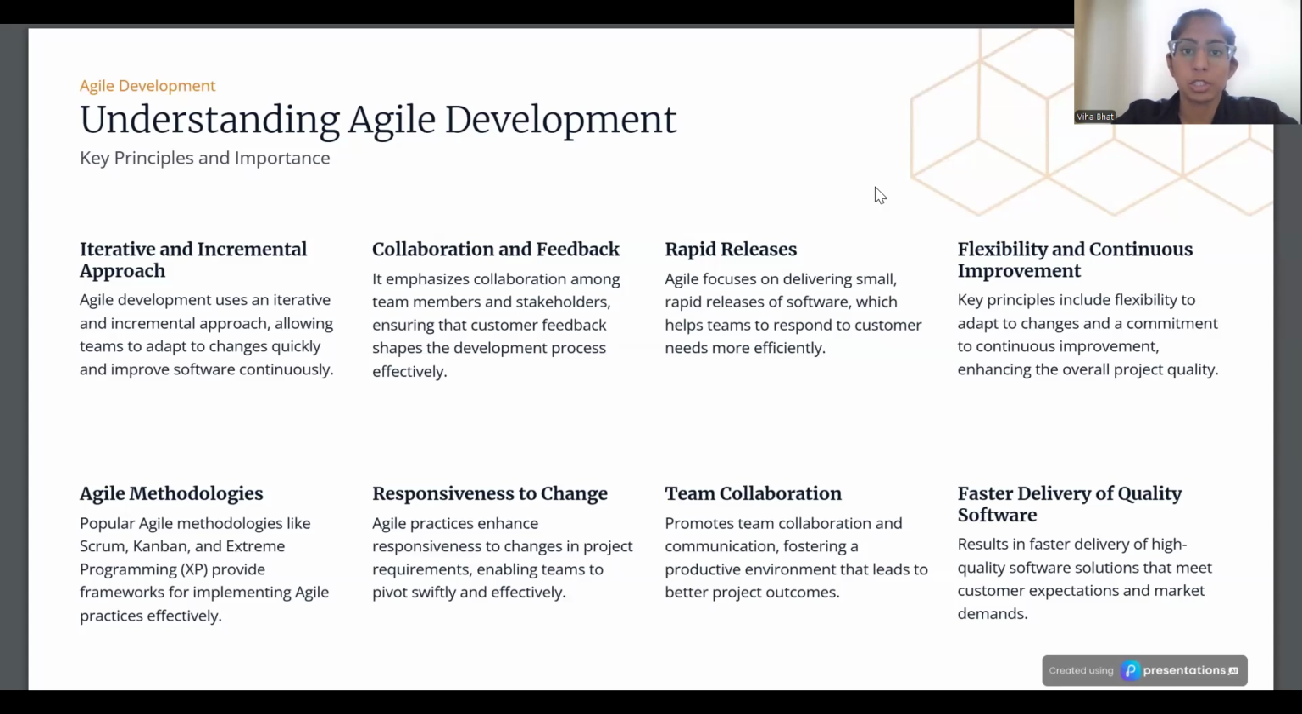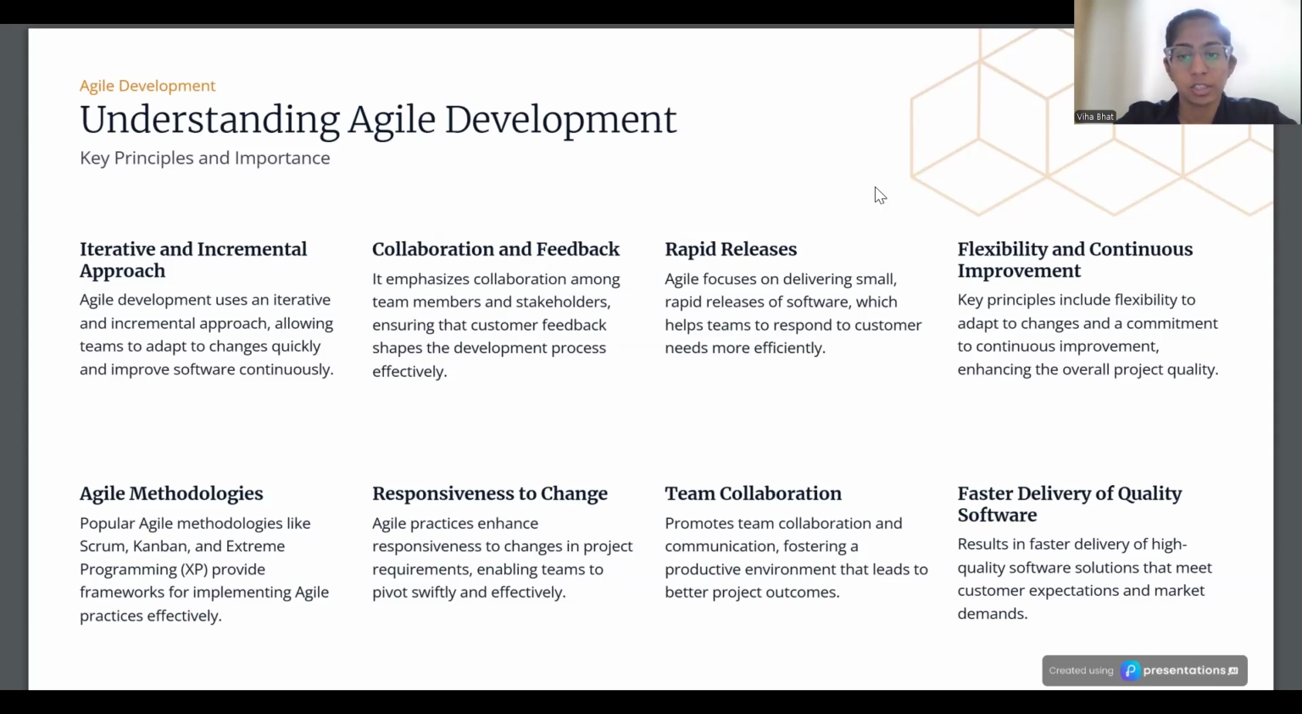Next, we see team collaboration. Like I said, this is one of the bases of agile development. It promotes teams to collaborate and communicate, fostering a productive environment that leads to better project outcomes. Teams in agile development usually consist of individuals who are focused and determined to reach the goals and are all fast paced.